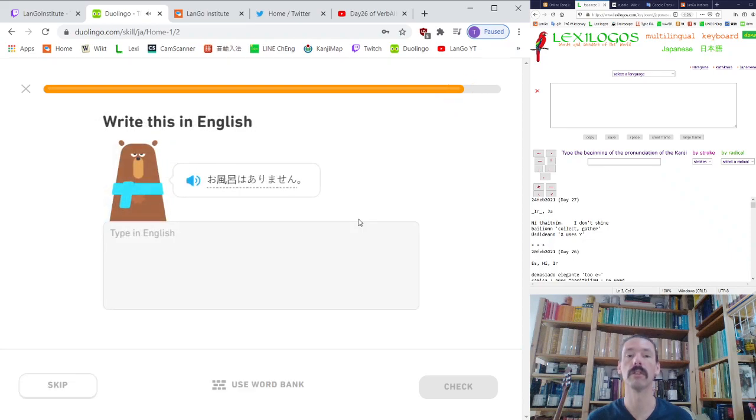Bathtub. お風呂はありません。 Furo wa arimasen. As for the tub, it doesn't exist in a place. There is no tub.